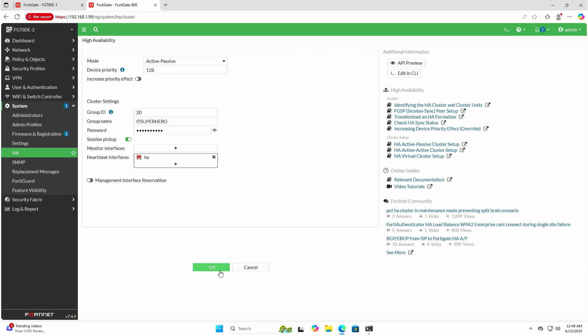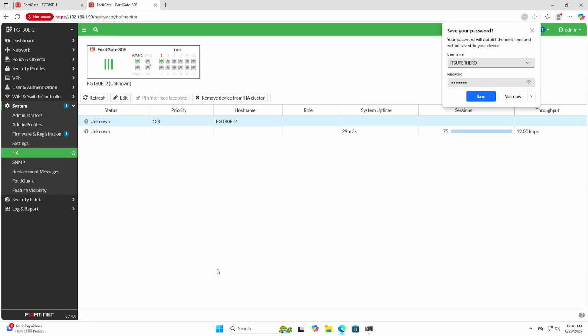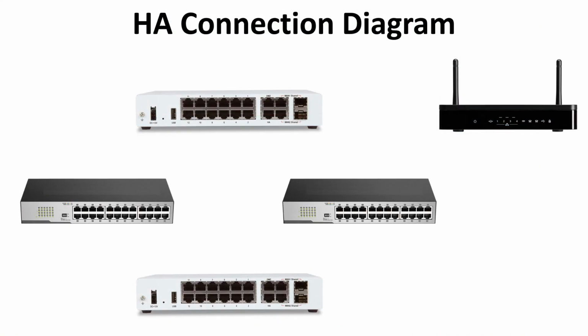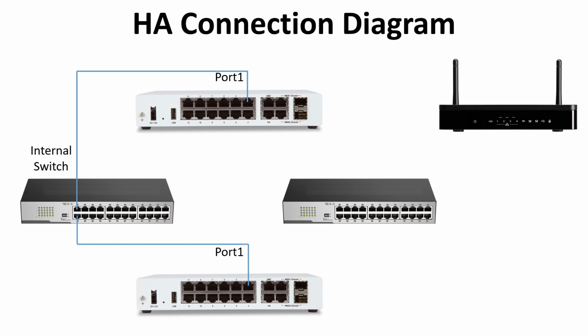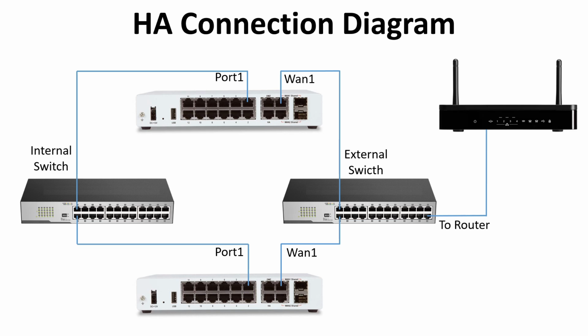Now that the HA part is configured, we need to connect both devices to the network and to each other. Both port 1 interfaces should be connected to the internal network switch. The WAN ports of both FortiGates should be connected to the external switch. The external switch should then be connected to the ISP router. Finally, connect both FortiGates to each other using a single cable through the HA interface.